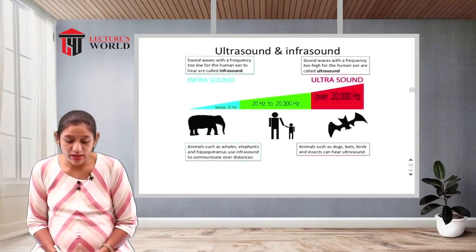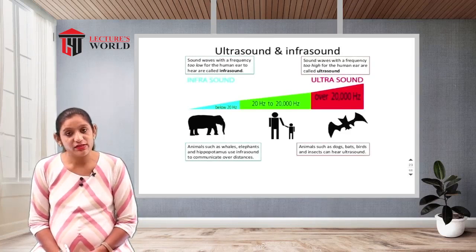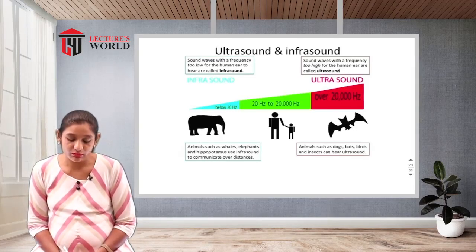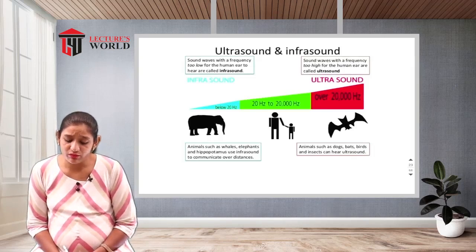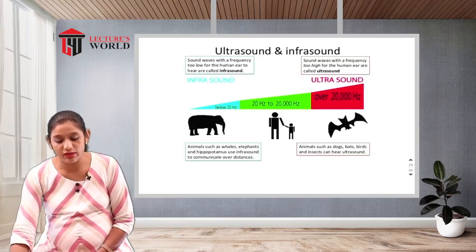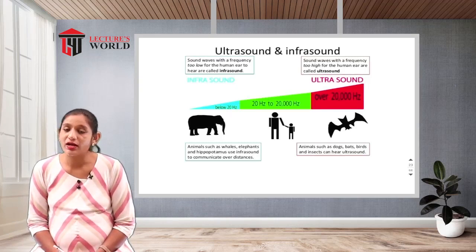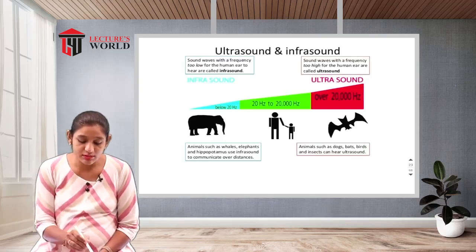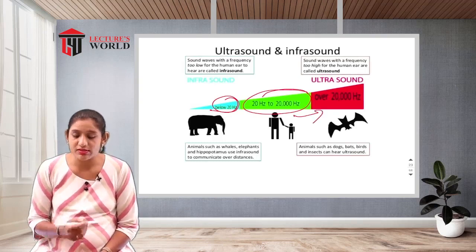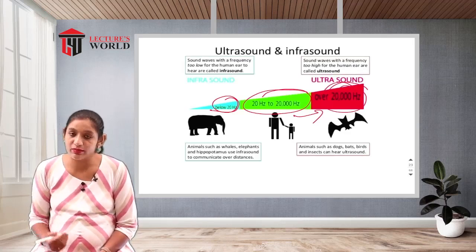Now, ultrasound and infrasound. Sound waves with a frequency too low for the human ear to hear are called infrasound. Sound waves with a frequency too high for the human ear to hear are called ultrasound. See, this is below 20 Hz. This is 20 Hz to 20,000 Hz. And over 20,000 Hz is the ultrasonic range, which is not identified by human beings.